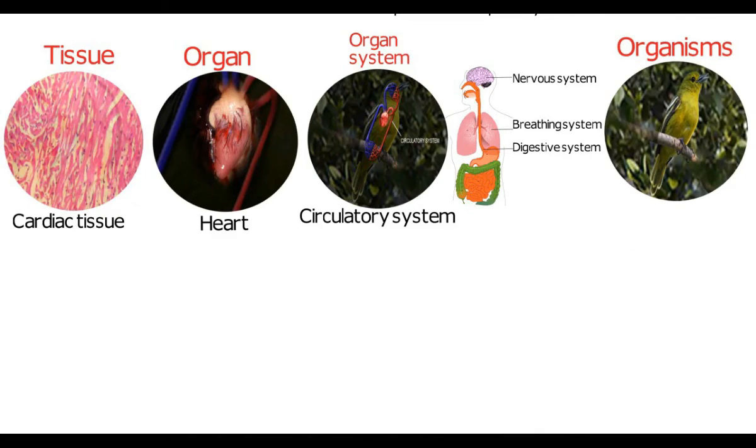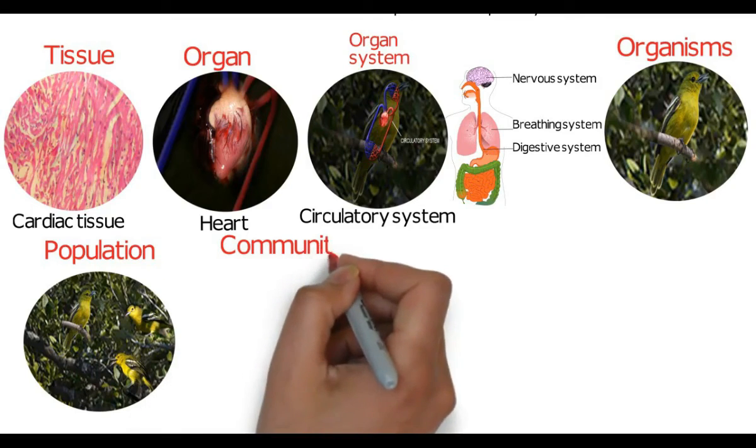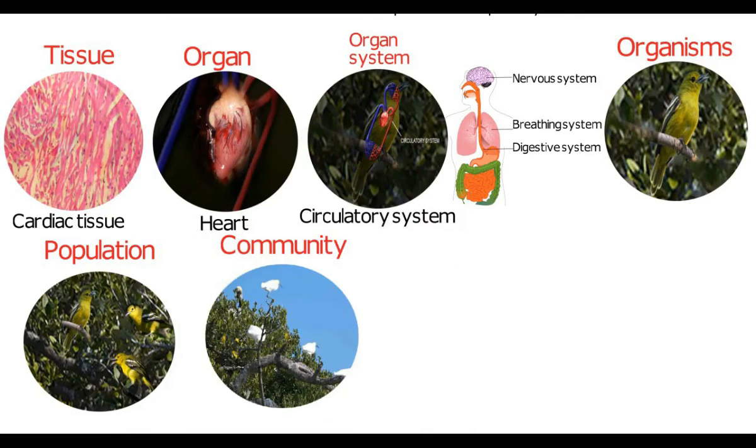An individual with a collection of several organ systems working together to perform a specific function necessary for life is called an organism. And all the organisms of the same species form the population. Different populations in an area form the community. For example, the population of the white and the yellow birds.